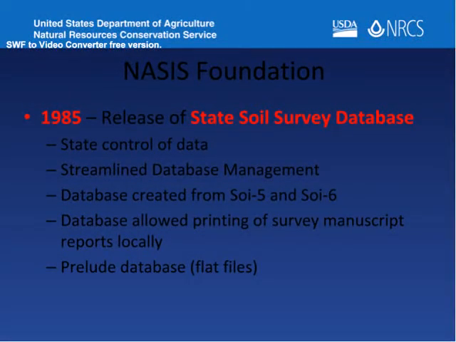Now all of that between '72 and '85 worked quite well for the purposes that they were designed for, which was to create manuscript reports. In 1985 we released the State Soil Survey Database, and what that provided the states was a local control of the data. Everything resided in the state office. The computer system that allowed us to edit the 5s and allowed us to edit the 6s were right there on staff. No longer did we have to mail paper copies back to Iowa State.